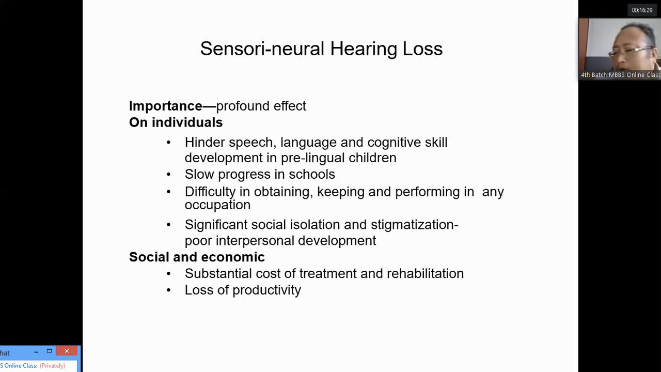Other people who can hear better will isolate the patients, isolate the people, and they try to avoid them. So there will be a social stigma. And for the state and for the family, there is loss of productivity.